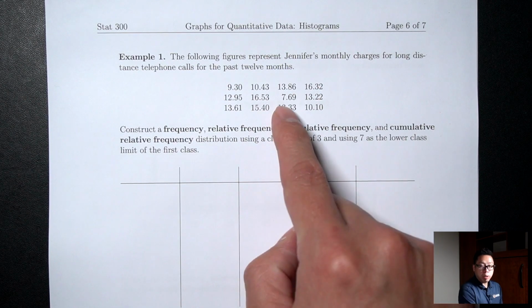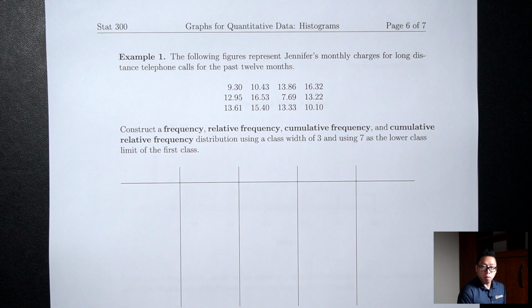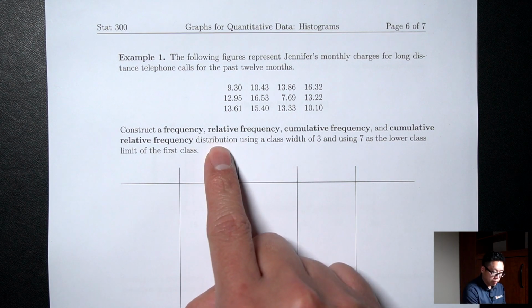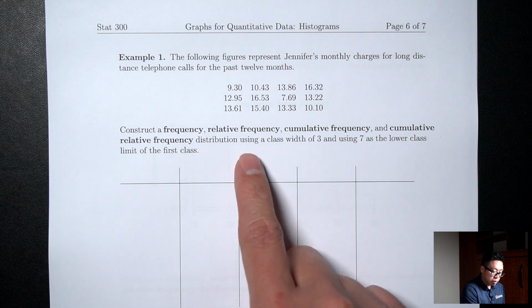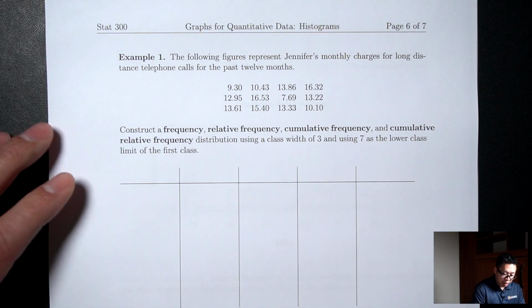Example one. Here we have some data. This data represents the monthly charges for long distance phone calls. Construct a frequency, relative frequency, and cumulative relative frequency distribution. Distribution just means make a table that has all these things. Using class width of 3 and using 7 as the lower class limit of the first class.